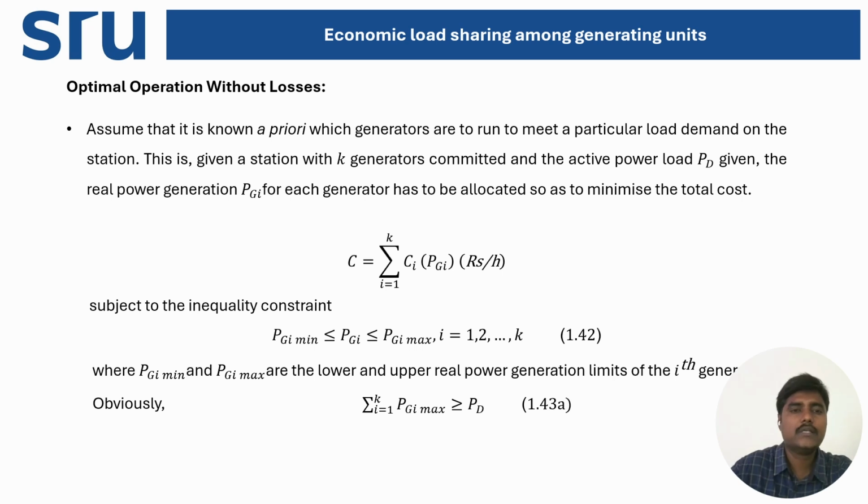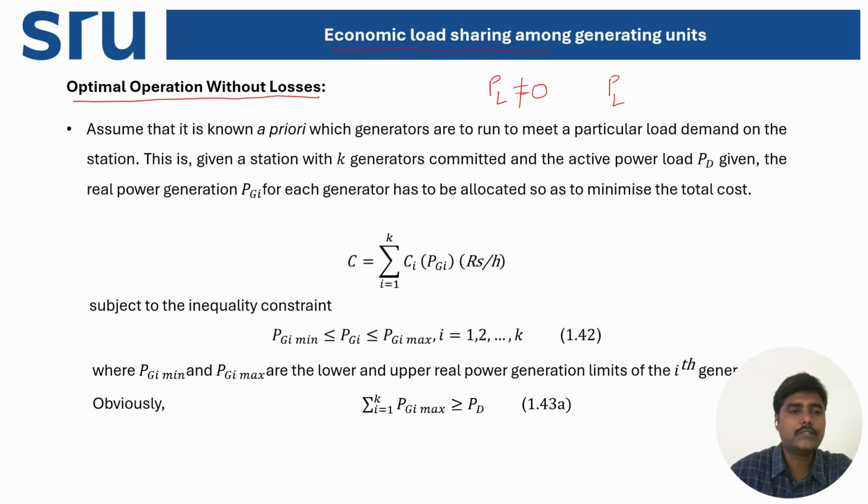In today's lecture, we will discuss economic load sharing among generating units. Here we are going to consider two important cases. One is without losses, that means by neglecting transmission losses, by considering PL equal to 0, the transmission loss power is equal to 0. And the second case is where we consider the transmission loss. The first case is optimal operation without losses. That means the transmission losses have been neglected.